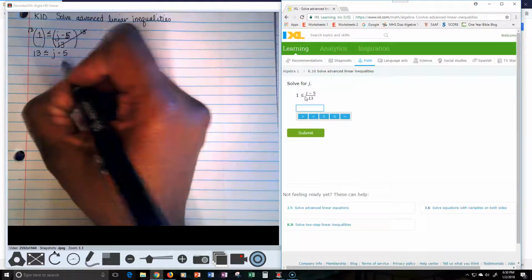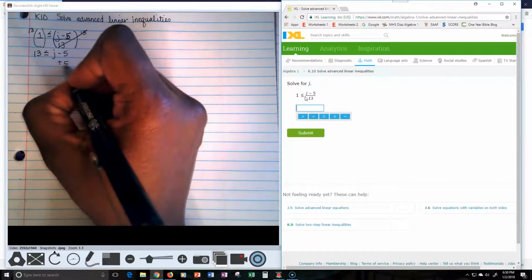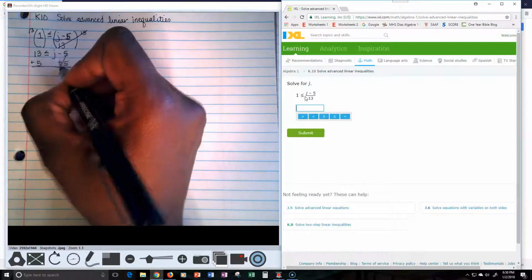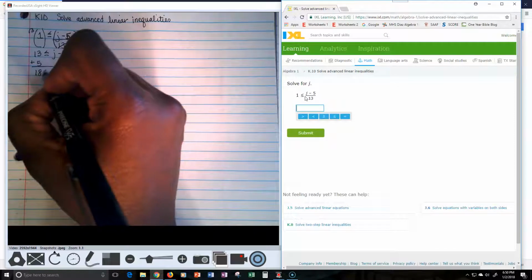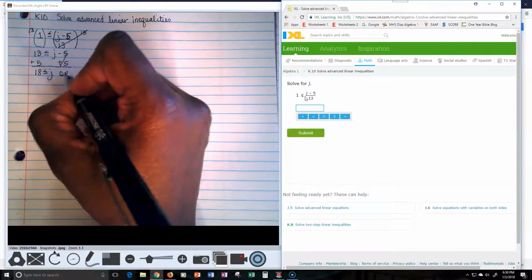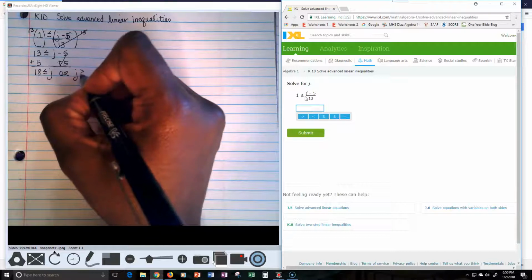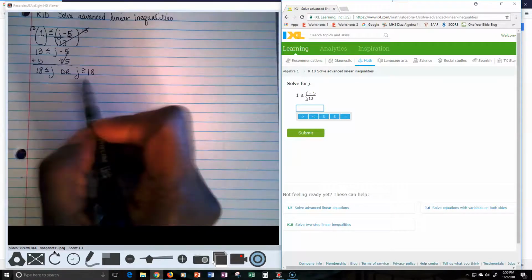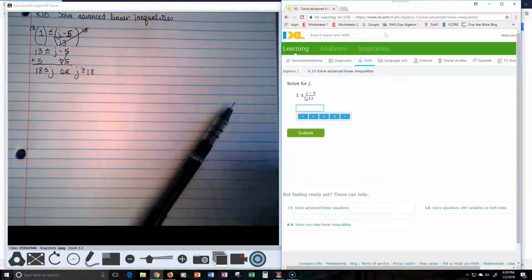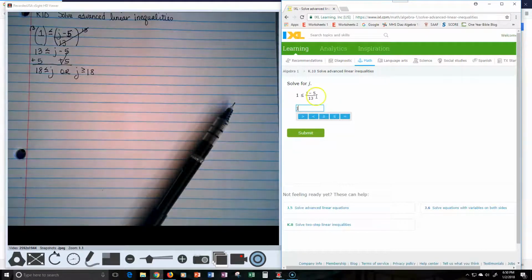And then we just do everything as usual. I'm going to add 5 to both sides of the inequality. And I have 18 is less than or equal to J, which is the same as saying J is greater than or equal to 18. You can switch it around this way, just make sure that your symbols face the correct way. So we have J is greater than or equal to 18.